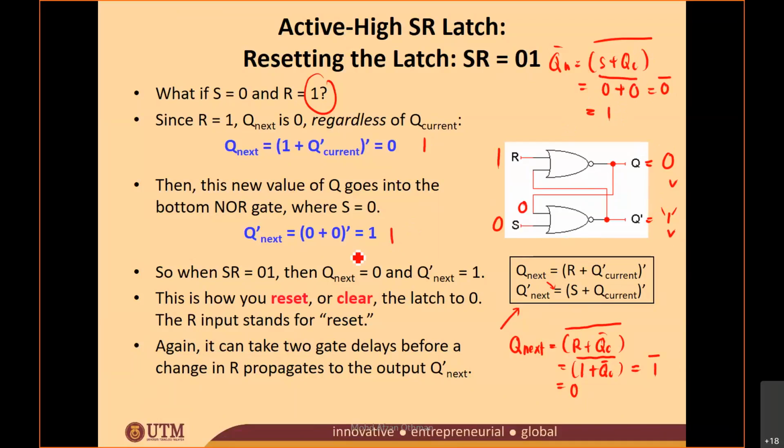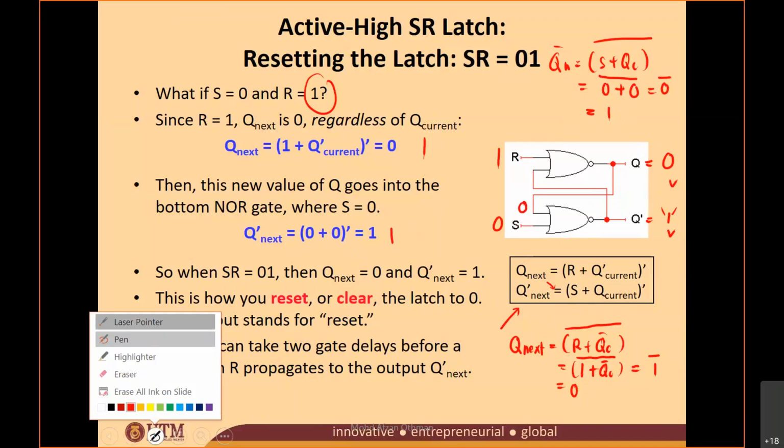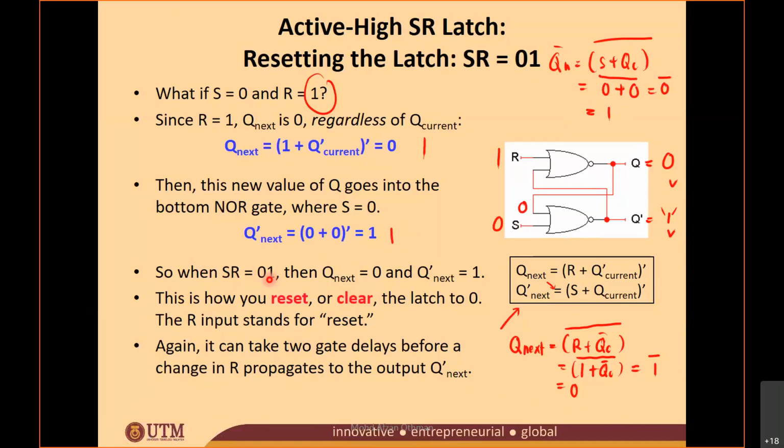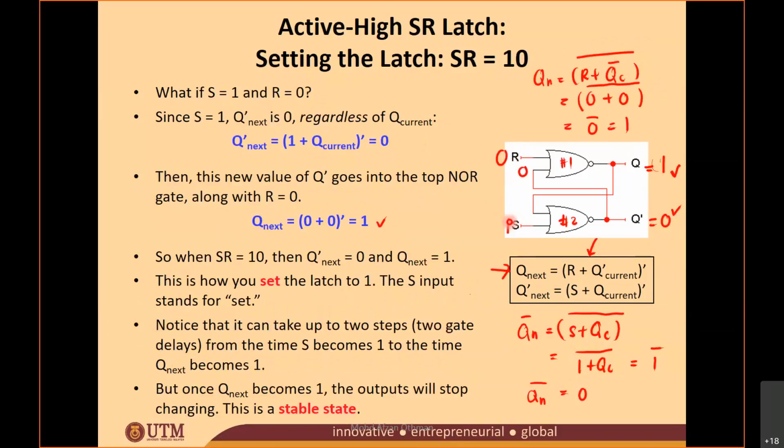Okay, so what happened here? Bila SR sama dengan 0, 1, then Q next sama dengan 0, and Q next bar equal to 1. So this is how you reset ataupun clear the latch. Okay, the R input stand for reset. So maksudnya kat sini, bila kamu letak R kamu sama dengan 1 means that you're going to reset. Okay, and bila kamu letak S kamu sama dengan 1 means that you're going to set.